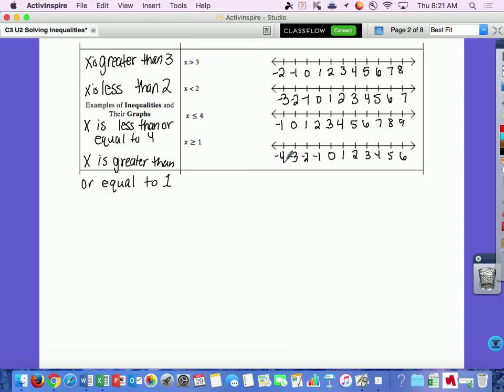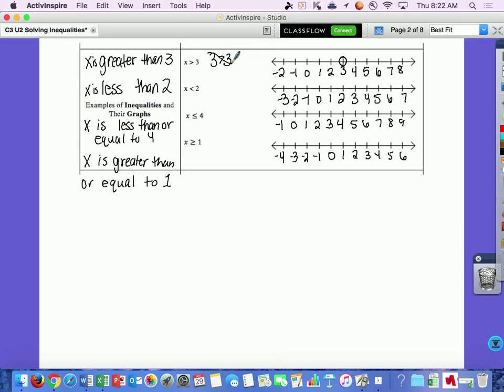Now to the actual graphing part. So our first one is going to be 3. So what we're going to do is we're going to put a circle at 3. Now we have to decide, is 3 greater than 3? Okay, 3 is not bigger than 3. So we're going to leave that as an open circle because 3 does not actually count.